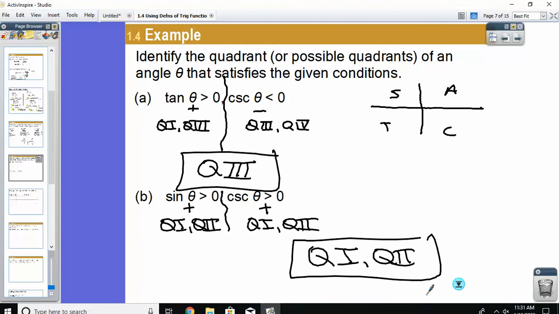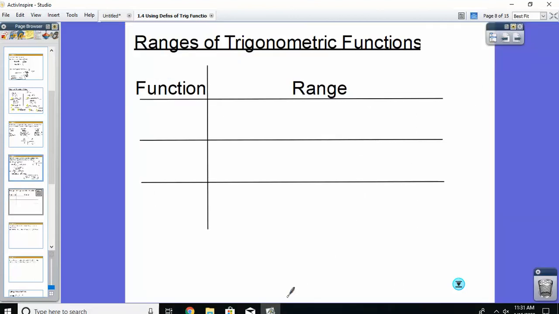Okay. Is that all right with everything? The next piece I want to talk about is the range of the trig functions. What kinds of values can we get out? You saw in your homework we got lots of fractions, we've gotten zeros and ones and undefineds, but what are the possible answers?